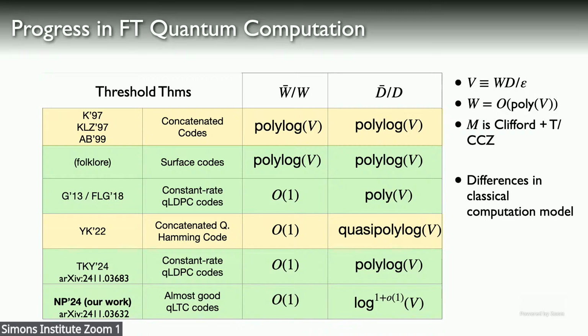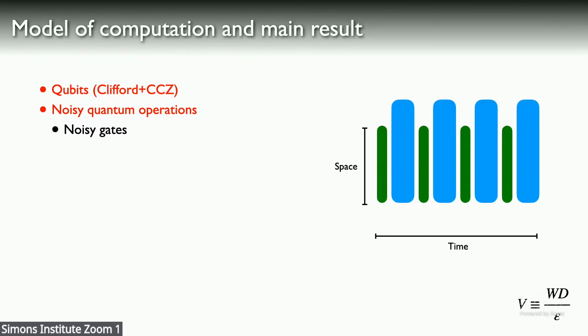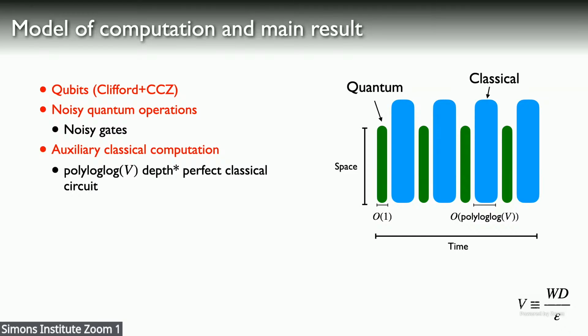Okay, so we're going to consider a circuit on qubits composed of Clifford plus CCZ. We're doing this to avoid some overheads associated with unitary synthesis, just for simplicity. Then I'm going to have noisy quantum operations, noisy gates. You can think of it as a layer of quantum gates of constant depth, and then I'm going to permit myself some small amount of noiseless classical computation of some depth that's still low, but slightly super constant.